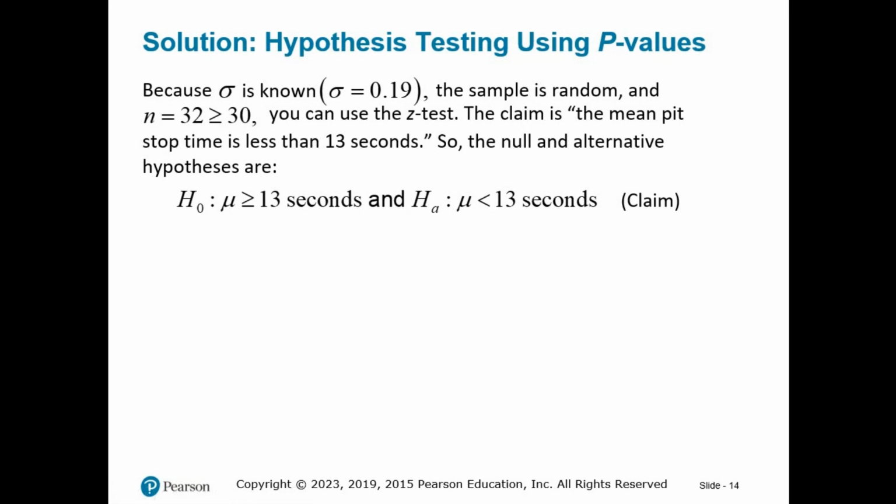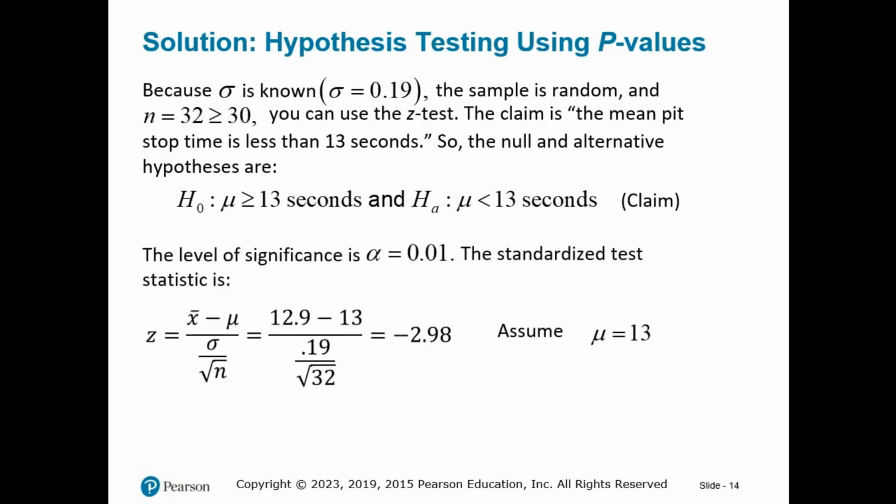Next, those are my hypothesis statements. Now I'm ready to standardize my test statistic. One thing I need to note here is that we're going to assume mu equals 13 for the formula. I have all of my information to plug into the formula for my z value. My sample mean, or x bar, was 12.9 minus mu, which was 13, because we assume that mu is true, so that's why we use that value in this formula, divided by the ratio of sigma, which was 0.19, divided by the square root of n, which was 32. We get negative 2.98. This is my standardized test statistic.